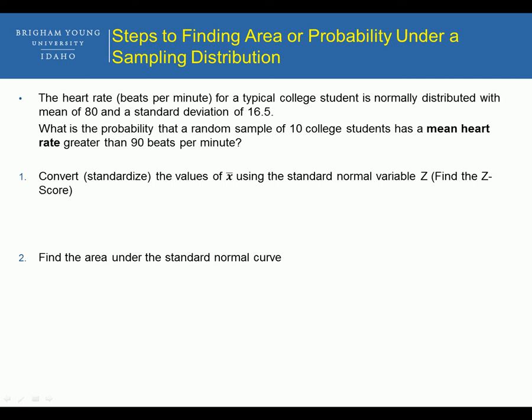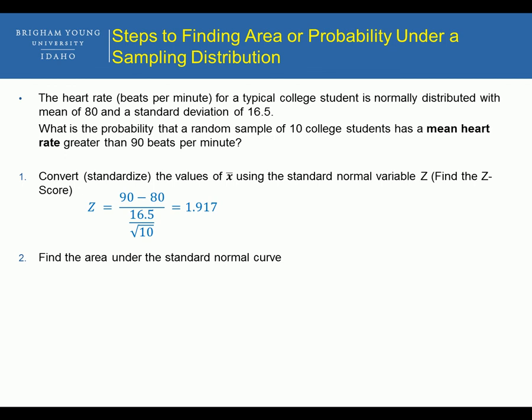Okay, so what you would do here is you would take 90 minus the mean, which is 80, divided by the standard deviation, which is 16.5, and then we divide it by the square root of 10, 10 being our sample size. Now we have a z-score, which is 1.917. So this means that the sample mean of 90 is 1.917 standard deviations away from the population mean, which is 80. So then what would be our second step? So stop the video and see if you can do this on step number 2.